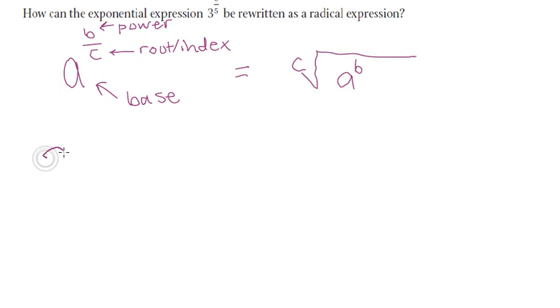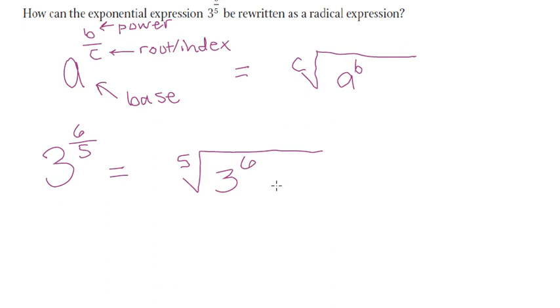So what this is going to become right here: we have a base of 3, and it has a power of 6 and a root of 5. So what this is going to turn into is a fifth root, the fifth root of 3 to the power of 6.